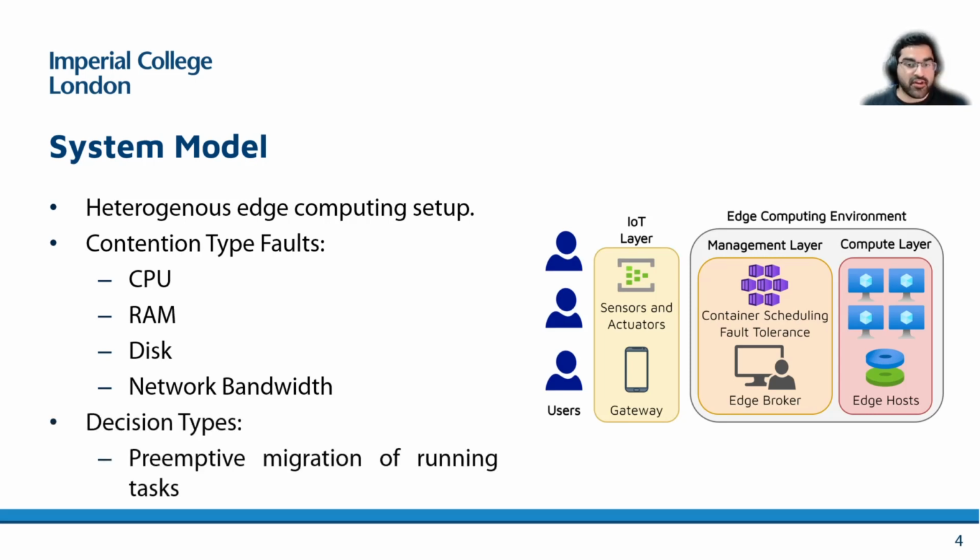And to proactively prevent fault events in a future interval, we take preemptive container migration decisions over the active tasks in the system. And finally, we formulate the problem as a discrete time control setting where we periodically take preemptive migration decisions, say every 5 minutes, to avoid faults. We call these time periods scheduling intervals in the rest of the presentation.